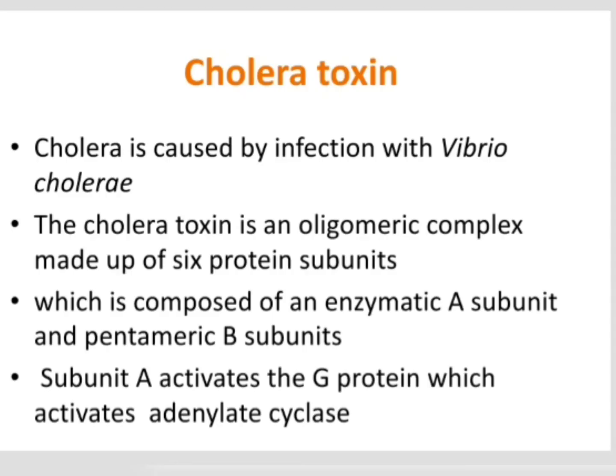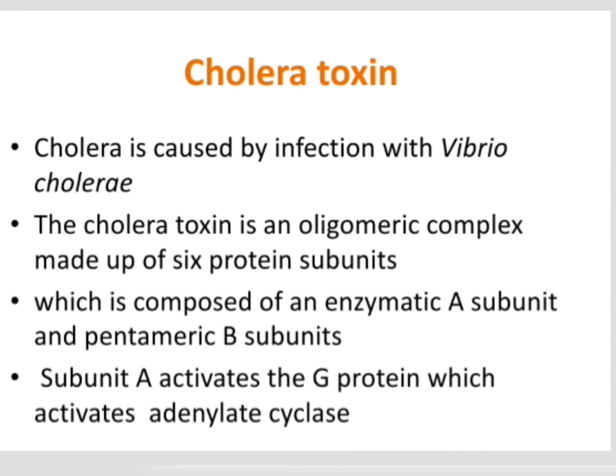Cholera toxin. Cholera is caused by Vibrio cholerae. Cholera toxin is an oligomeric complex made up of 6 protein subunits. It is composed of an enzymatic A subunit and pentameric B subunits. Subunit A activates the G protein, which activates adenylate cyclase.